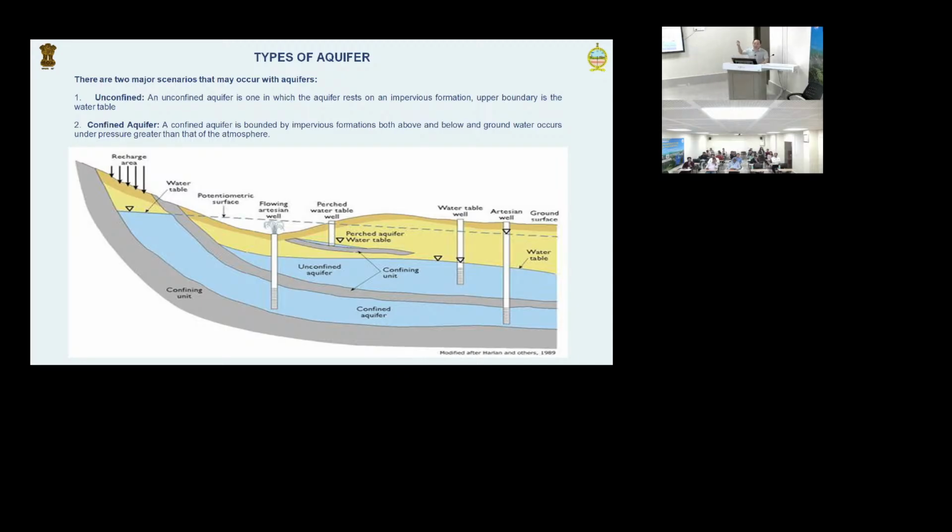So these are the two main aquifer systems. Apart from this, there is semi-confined or leaky confined aquifer, and then perched aquifers. But if you know these two main ones, I think it is enough.